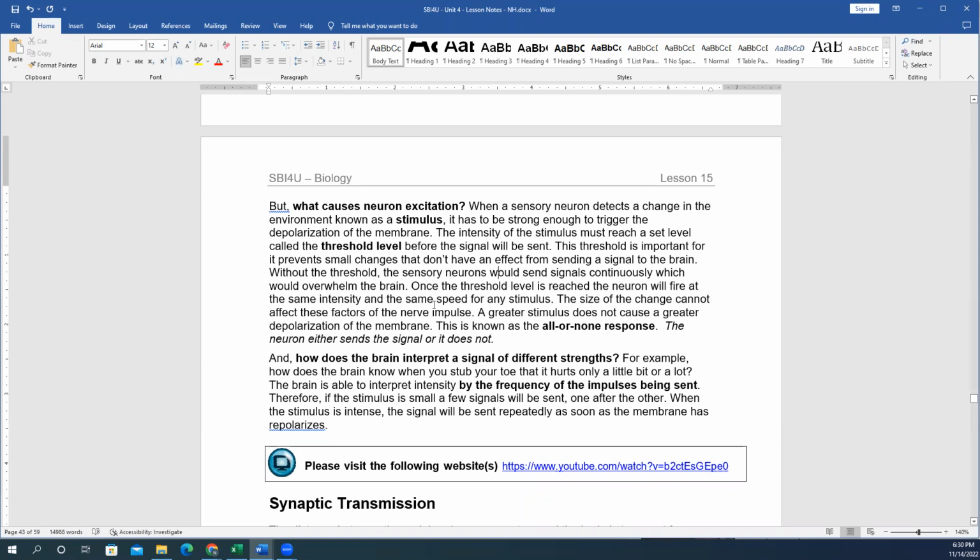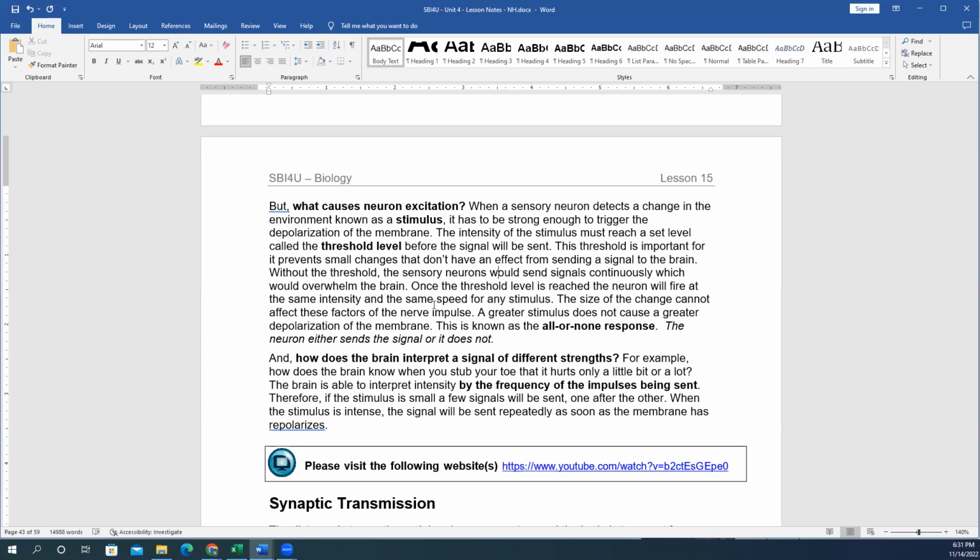And it's very important for there to be a threshold level established, because it stops small changes that really don't have much of an effect from sending signals to the brain. Without that threshold level, you can imagine that those sensory neurons would just be continuously firing and sending signals and overwhelm the brain.